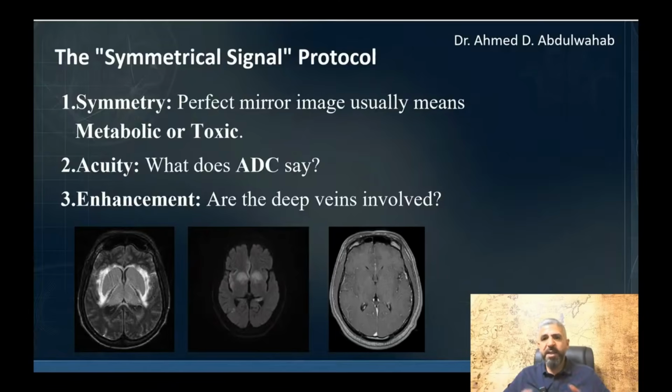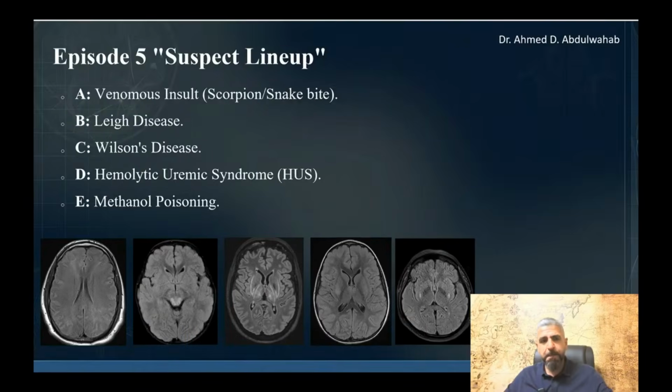Now, the suspect lineup for episode 5. Focus, we have 5 bad suspects. We have venomous insult like scorpion or snake bite, Leigh disease, Wilson disease, hemolytic uremic syndrome, and methanol poisoning. So here are today's 5 advanced suspects: venoms, genetic diseases, and rare toxins. This is a very complex lineup.